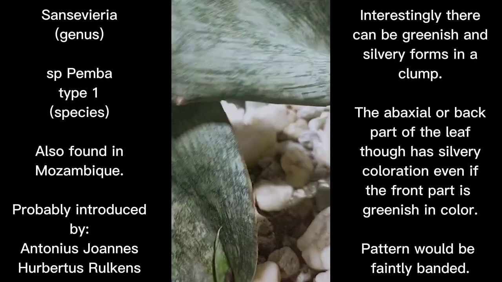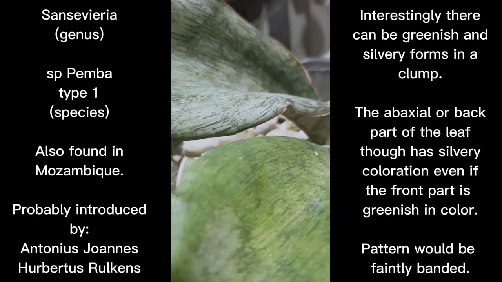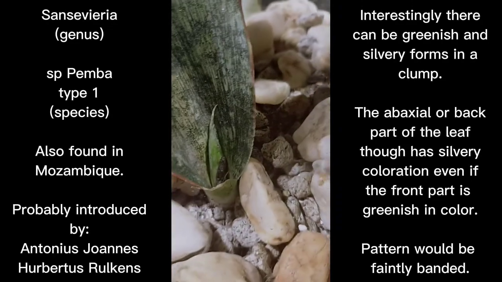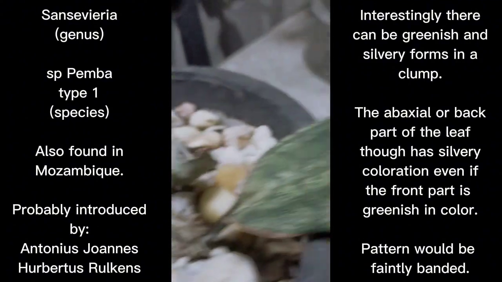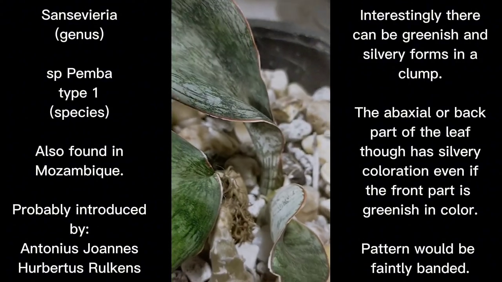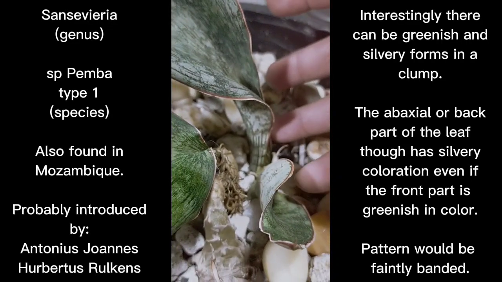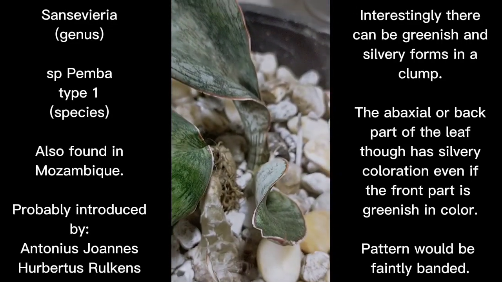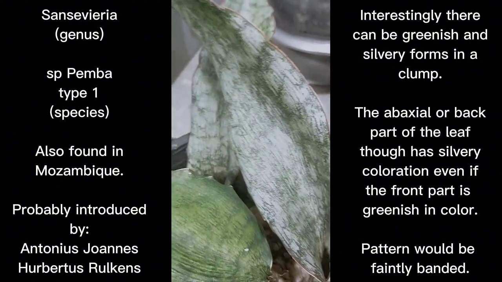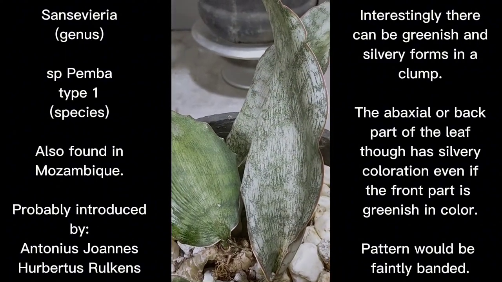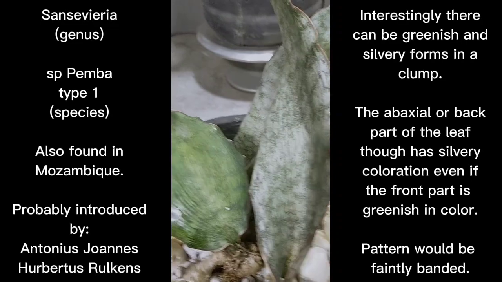We can actually check. It might just be deeper, that's why you can't see it. But I guess the silvers also have some sort of petiole that grows before the wide leaf forms. So that is also one of the significant traits of Pemba type 1.